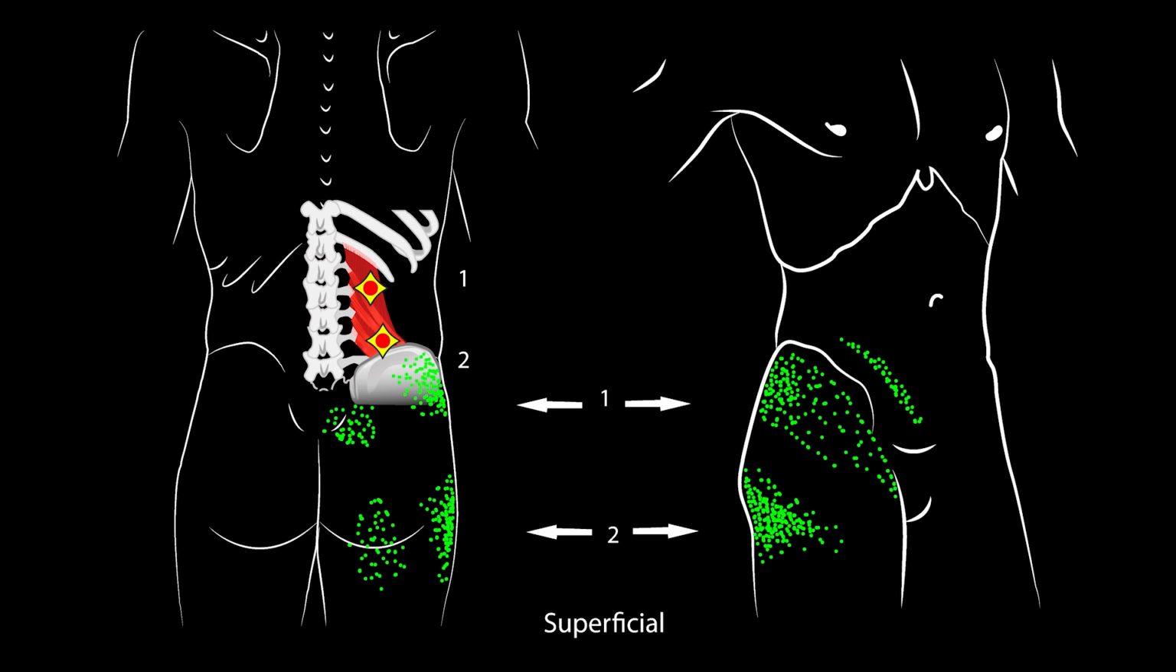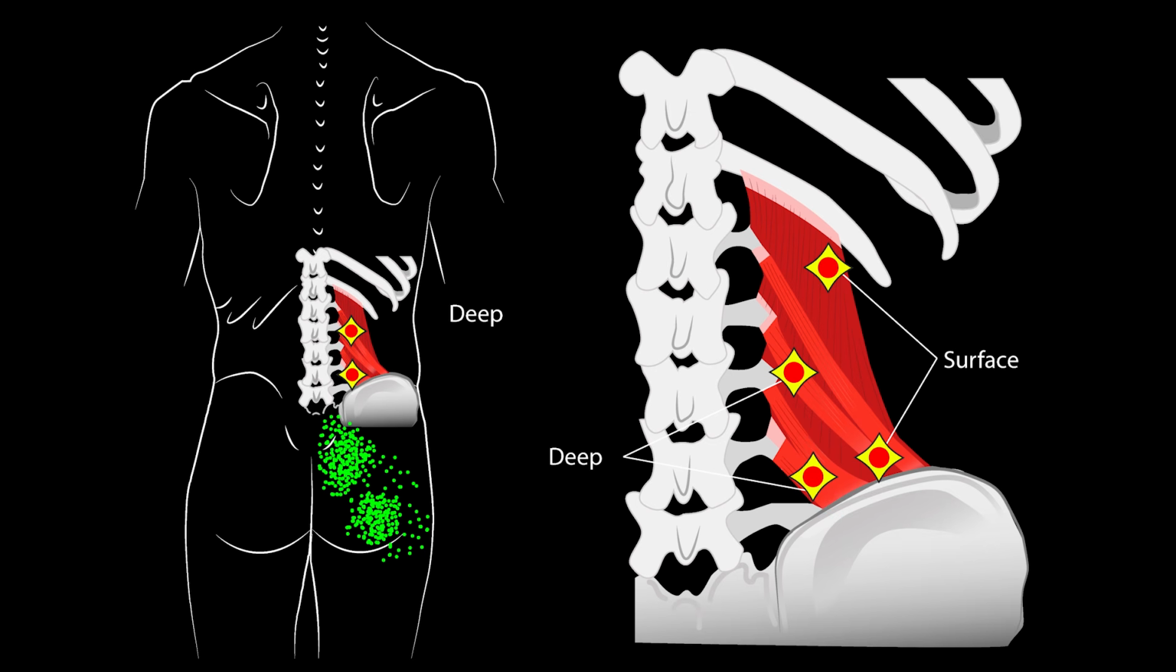with trigger points in the quadratus lumborum muscle. It should be taken into account that coughing or deep breathing increases pain with affected quadratus lumborum muscles. This is an important diagnostic difference.